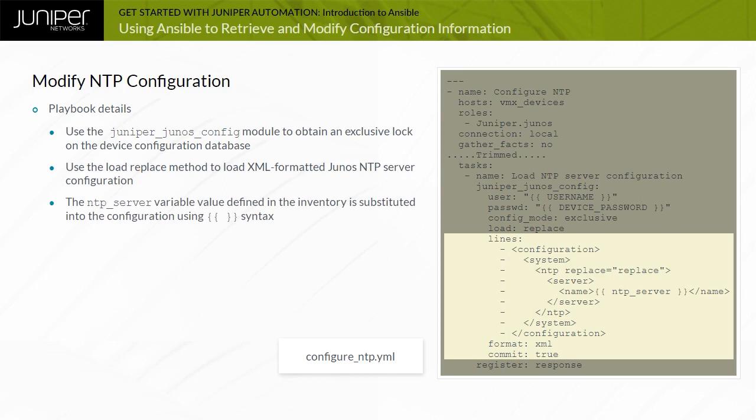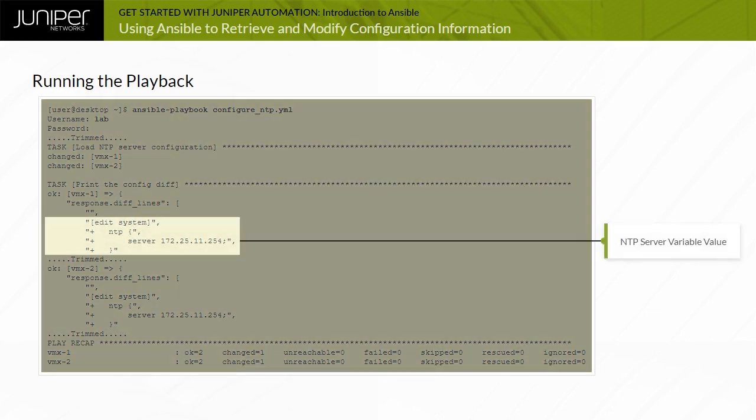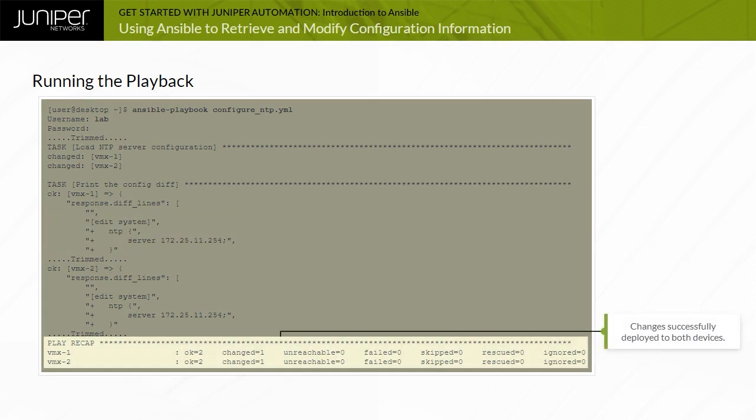Note that the candidate configuration includes the NTP server variable that is used to define the actual NTP server IP address. When the playbook is run, devices that did not have the correct NTP server configuration have the configuration applied. The configuration difference output demonstrates that the NTP server configuration was loaded successfully. Note the changed=1 value in the play recap for each device. Each Ansible module typically returns a Boolean value indicating if the managed device was changed by a given task.